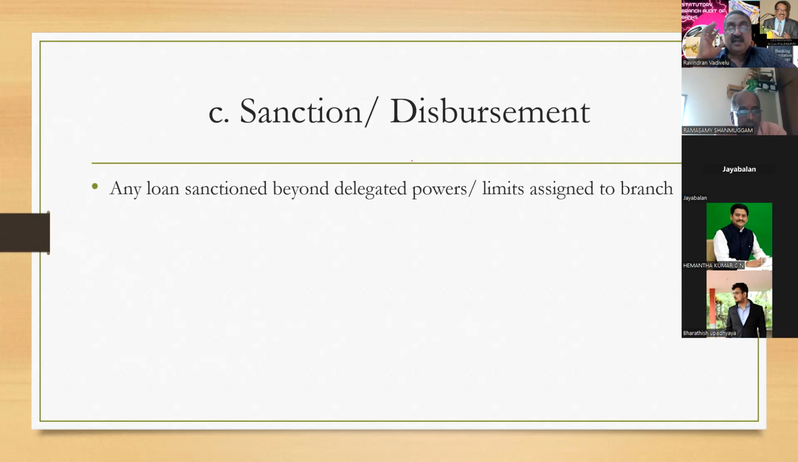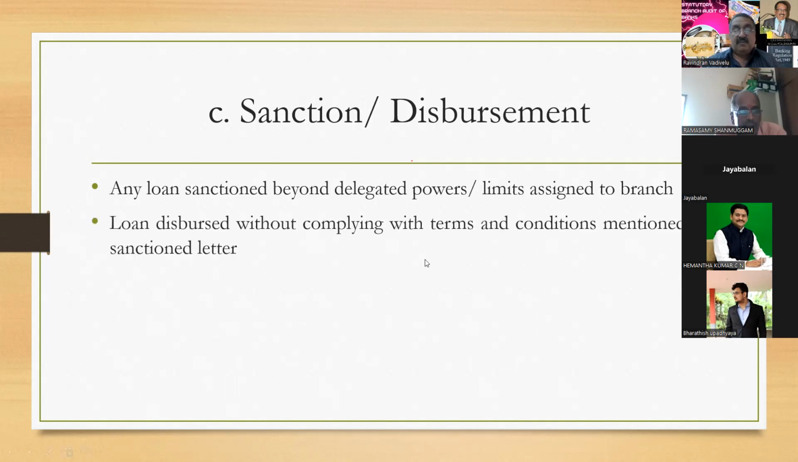Now, this delegated power depends on the status of the branch and the status of the manager. Say scale 1 is assistant manager, scale 2 branch manager, scale 3 senior manager, scale 4 chief manager, scale 5 AGM, scale 6 DGM, scale 7 GM. According to the status of the manager, the delegated powers have been transferred from the board of directors to the concerned scale. So if any loan is sanctioned, as an auditor you have to see whether the sanction is beyond the delegated powers or not. If you see such a case, you have to report that point.